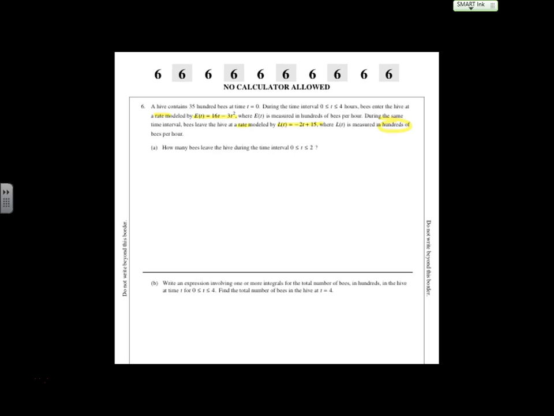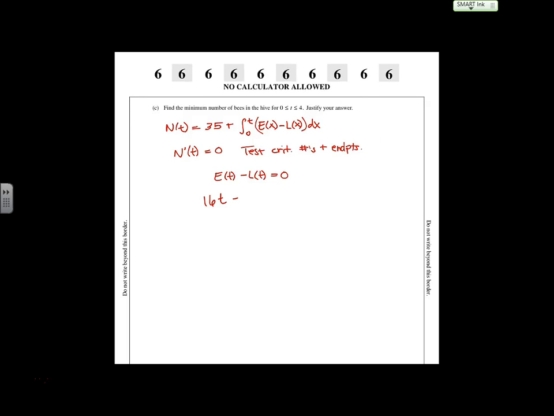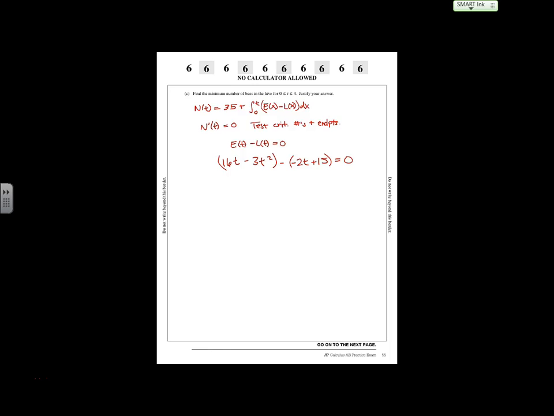What was it, 16t minus... Keep reading it for me. Minus 3t squared plus 2t minus 15. And then, yeah, minus 2. Yeah, that's good. That looks right. Does that work? And then it distributes.